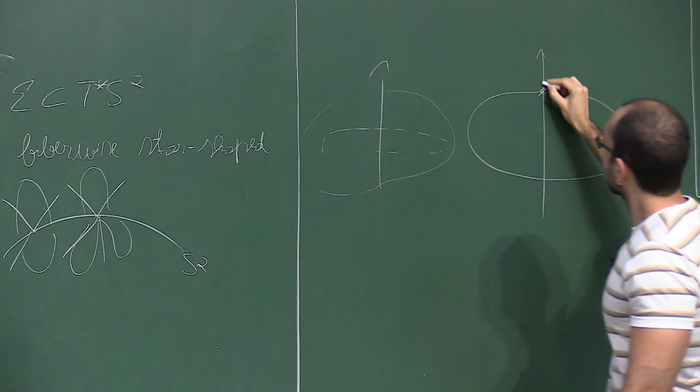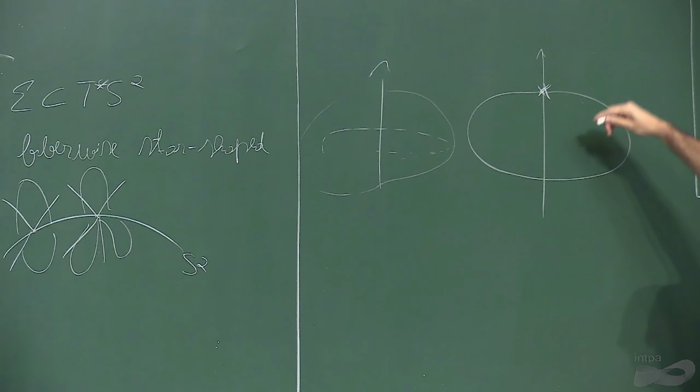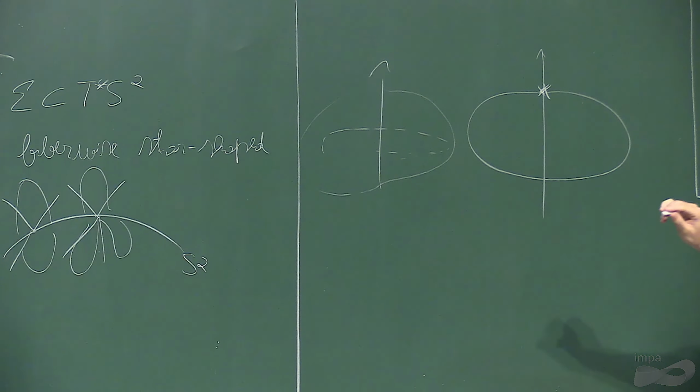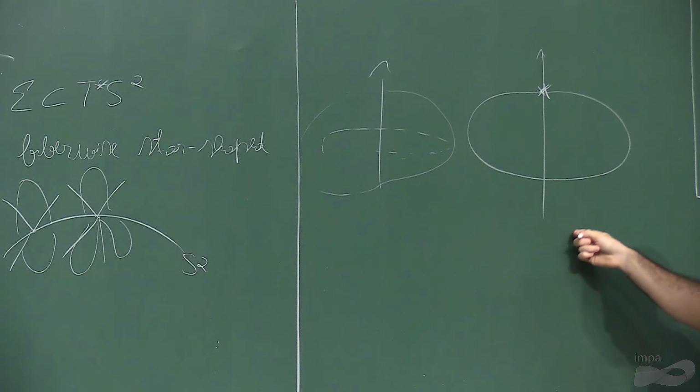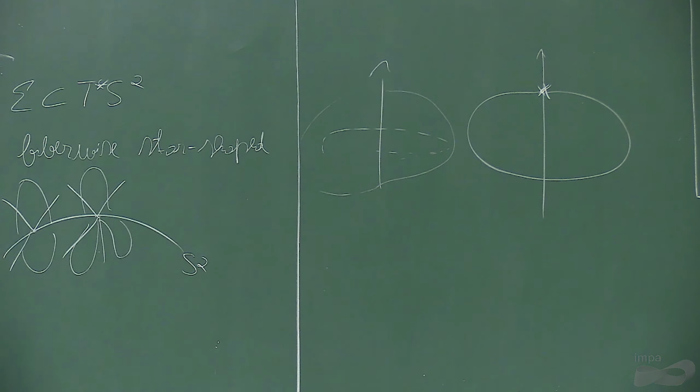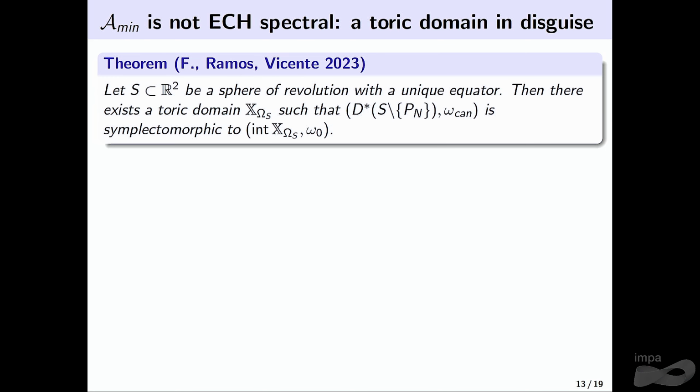When you remove the north pole here, the upper point, and consider the disk cotangent bundle, this must be symplectomorphic to the interior of a toric domain. We proved this, and actually we can say a little bit more for some examples.